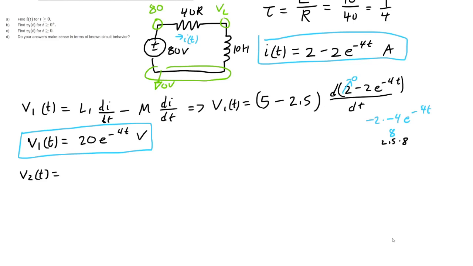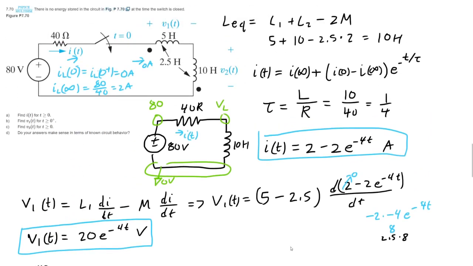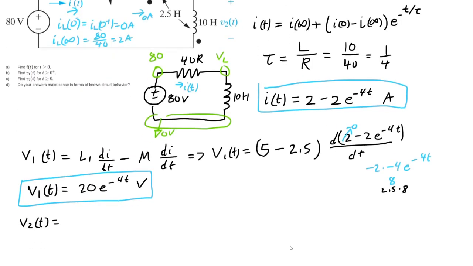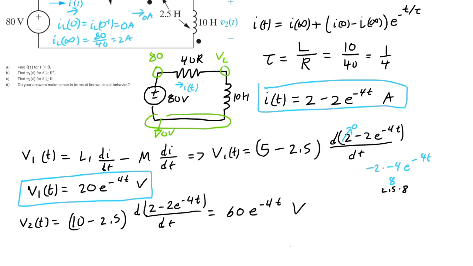So L2 is, let's see, we got 10 henry minus 2.5, which is the mutual inductance, times the derivative with respect to time of e to the minus 4t, dt. It's going to be the same derivative, so it's going to be 8 e to the minus 4t times 7.5, which is going to be 60 e to the minus 4t volts.